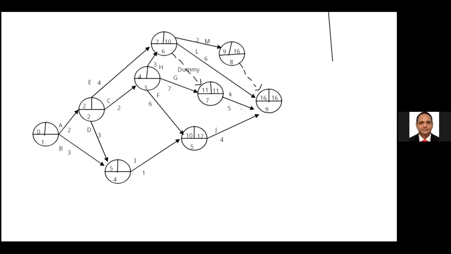And via H7, via G is 4. Least value is 4. 4 minus C2 is 2 via E. 10 minus 4 is 6. 2 is the least value. Then 12 minus 1 is 11. Fourth event: 11 minus 3 is 8, but 2 is the least value. 2 minus 2 is 0.